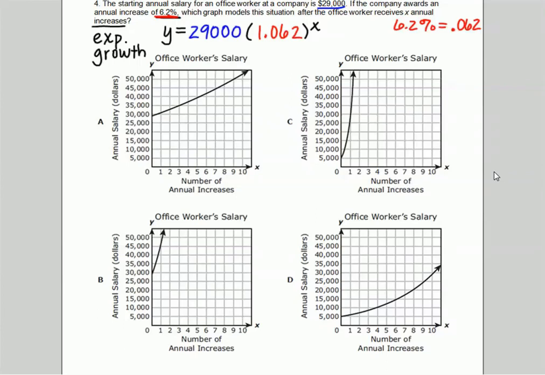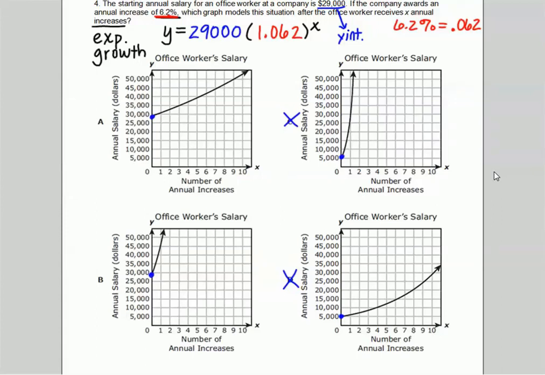And I want you to notice that from your answer choices, there's a couple we can eliminate just by looking at our equation. Notice the beginning amount is $29,000. That represents our y-intercept. So notice answer A does have a y-intercept that's pretty close to 29,000, and so does answer B. But notice answer C starts at 5,000. We can eliminate that one. And D also starts at 5,000. And now we have a 50-50 chance of getting this right.